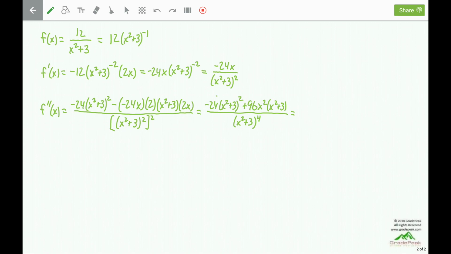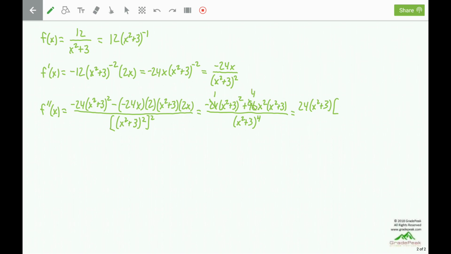There is a common factor from the constants of negative 24 and positive 96. 96 is divisible by 24, so we can factor out a 24. And we can factor out a power of x squared plus 3. The lower of the two powers, we have a 2 and a 1. The lower power is the 1. So we can factor out x squared plus 3 to the first power. Factoring out the 24, we'll leave a negative 1 here and a positive 4 here.